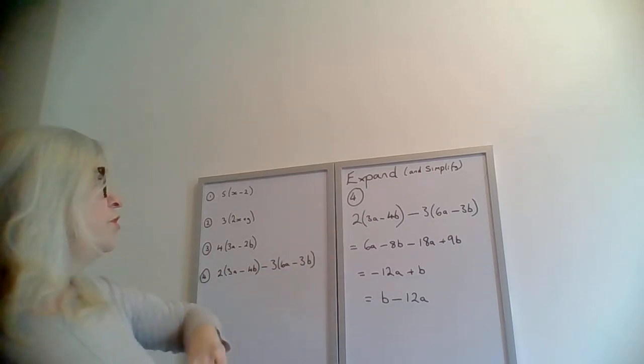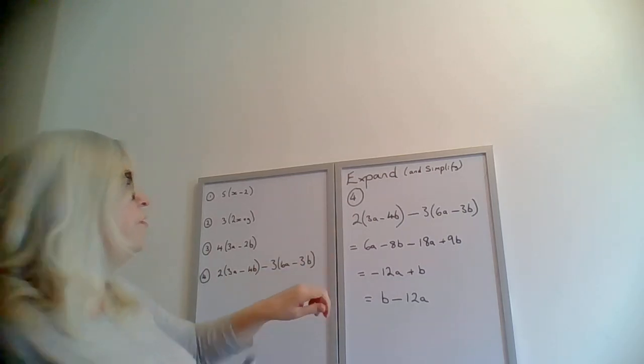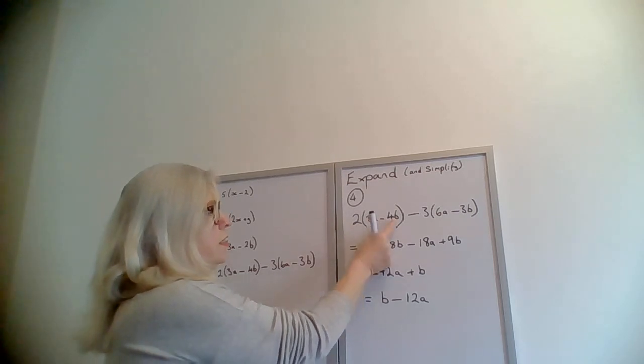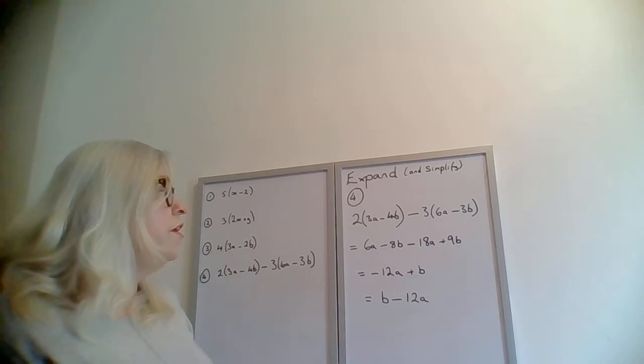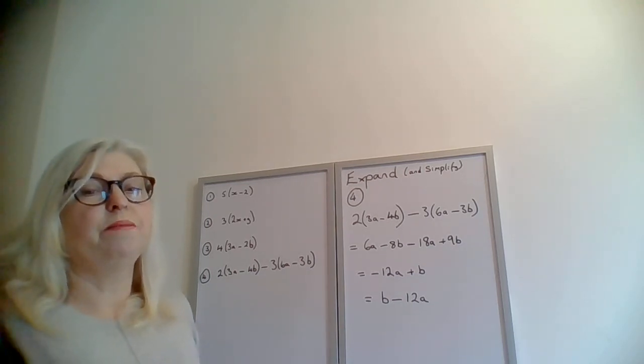There is further work to do on expansion when, instead of having a number term and a set of brackets, you've actually got two sets of brackets multiplied by one another. That's a little bit more complicated, so that'll be another video.